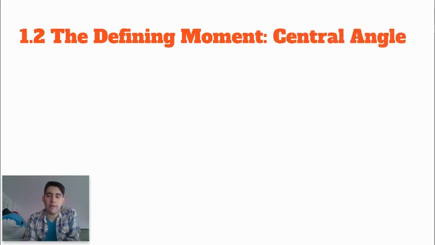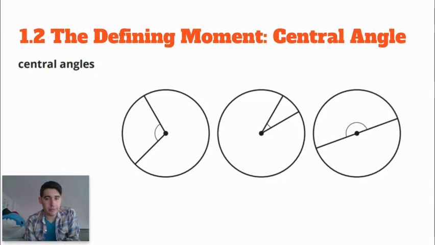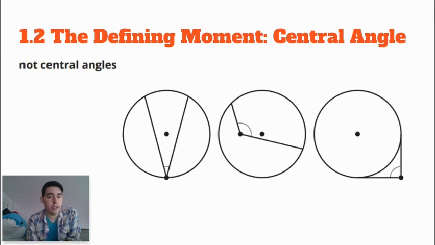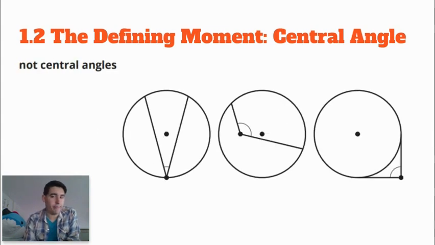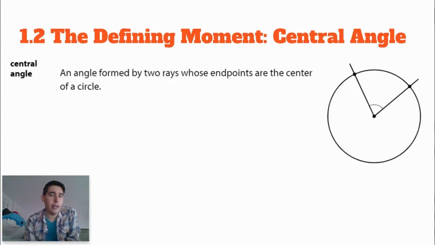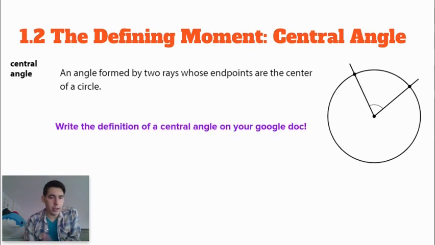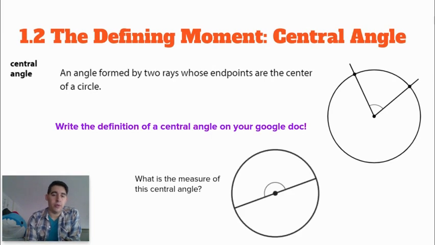Next up, we have the definition of a central angle. Hopefully, based on the name itself, you have a pretty good idea of what we're talking about here. These are central angles. Notice where the angle is located. These are not central angles. Notice where these angles are located. The definition for a central angle is an angle formed by two rays whose endpoints are the center of a circle. An angle is always made up of two rays, so really it's an angle where the vertex is on the center of the circle. Another bonus question for you. What is the measure of that central angle?